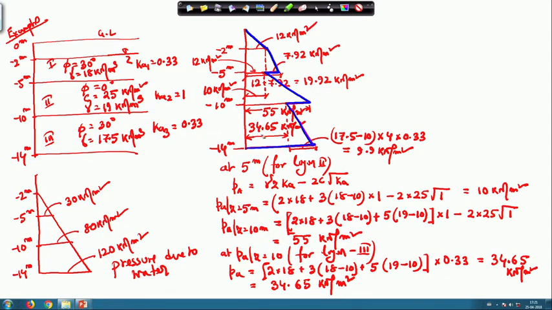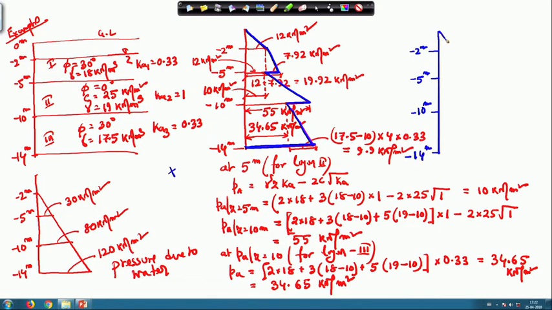So, this total one is 34.65 plus 9.9. This is the total earth pressure distribution diagram that I have drawn. Now, I will draw the net earth pressure distribution diagram. Basically, I will add these two, this one and this one. So, the net one will be again for this, minus 2 meter, this is minus 5 meter, this is minus 10 meter, and this is minus 14 meter.